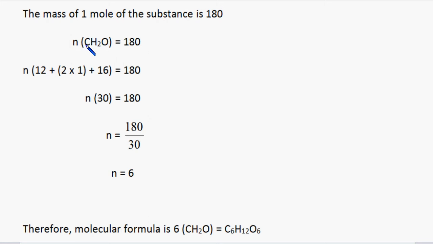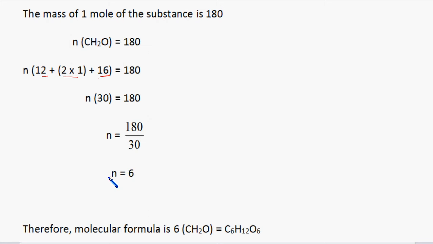So CH2O, we work that out. We have 1 carbon, that is 12. We have 2 hydrogen, so it's 2 by 1. I have 1 oxygen, so that is 16. And that is equal to 180. So if we work this out, we get N multiplied by 30 is equal to 180. Therefore, N is equal to 180 divided by 30, and that gives us 6.